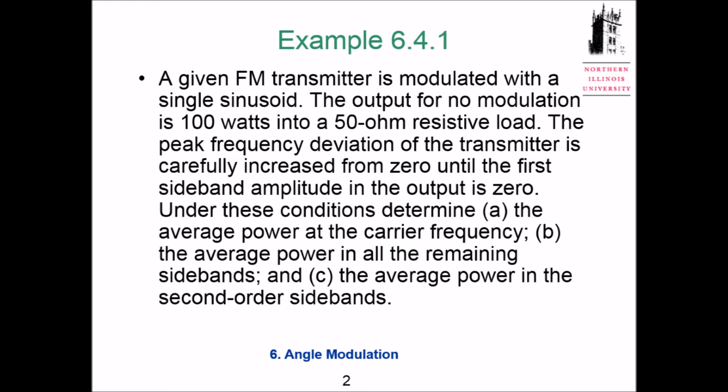The peak frequency deviation of the transmitter is carefully increased. Okay, this one's a little confusing. Let's read this one, and I'm going to explain what's going on. The peak frequency deviation of the transmitter is carefully increased from 0 until the first sideband amplitude in the output is 0. So pretty confusing, right? So let us translate this one.